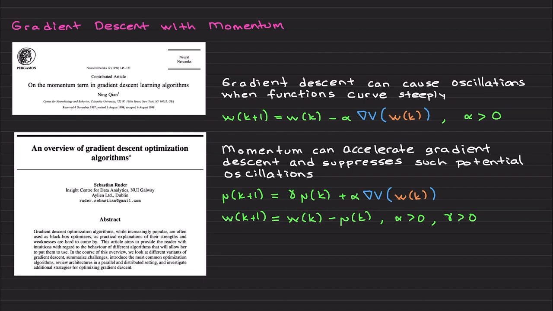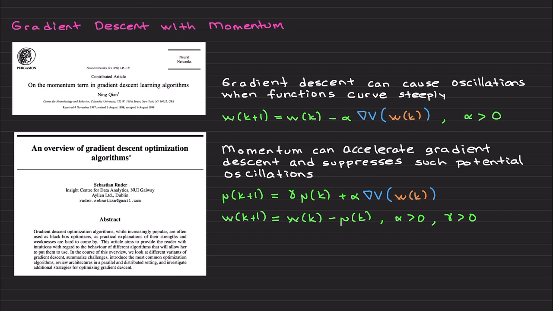the previous video called gradient descent. You can watch that video first if you haven't watched. Basically, gradient descent with the addition of a momentum term can accelerate gradient descent and suppress such potential oscillations. Especially, this is important, you can get smoother and sometimes slightly faster estimates.